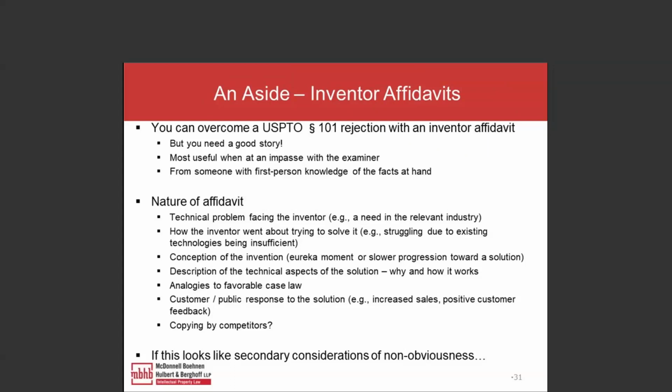Also, if you have good customer feedback, public response to the solution that the inventor came up with, talk about that. Did this invention lead to increased sales? Did it directly lead to positive customer feedback? And was there any copying by competitors? If you can check all these boxes, you've got a really good story. And even if you can't check all of them, if you can check most of them, you've probably got a pretty decent story that you can put in front of the examiner and say, look, this is the nature of the technical problem. This is the nature of the technical solution. And look at all of these great things that happen. Therefore, it is an improvement over the prior art. It's not well understood, routine, or conventional, or anything like that.